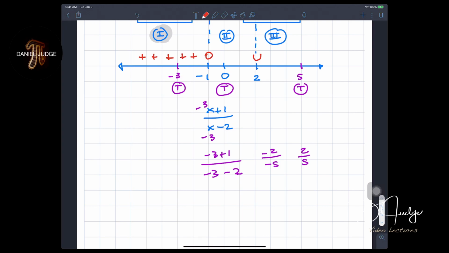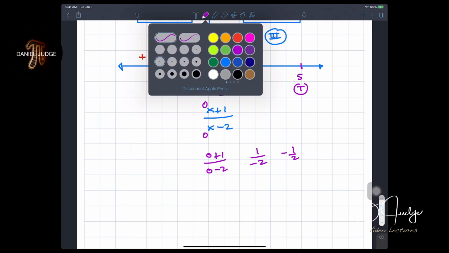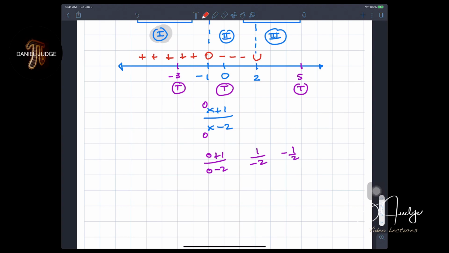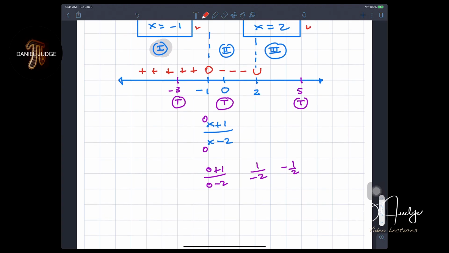So that's the test point here. And then you might say, what about region 2? Well, we have to change the value. We use the test point we decided on, 0. So I get 0 plus 1, 0 minus 2, positive over negative. Well, that's a negative. So region 2 is negative, and we indicate that it's a negative region.